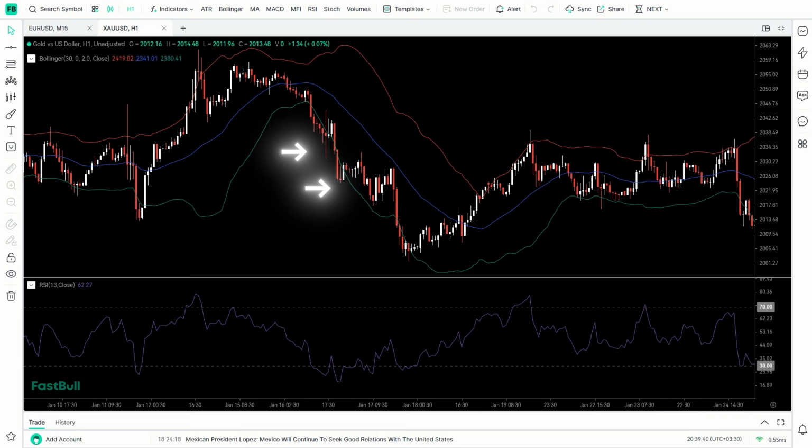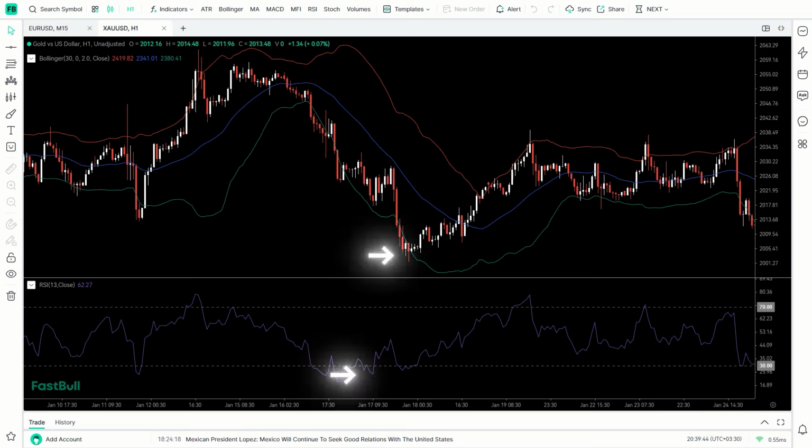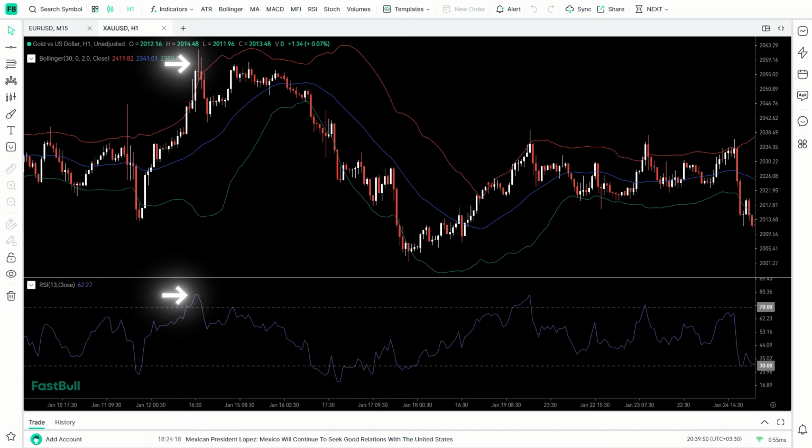This means we can only enter a long trade if the price moves below the lower Bollinger Band and the RSI goes below 25. For shorting, we will only enter a trade if the price goes above the upper Bollinger Band and the RSI goes over 75.